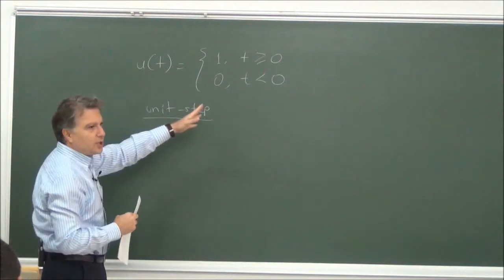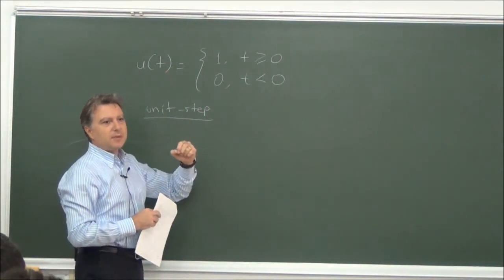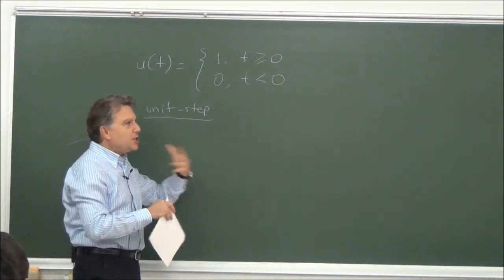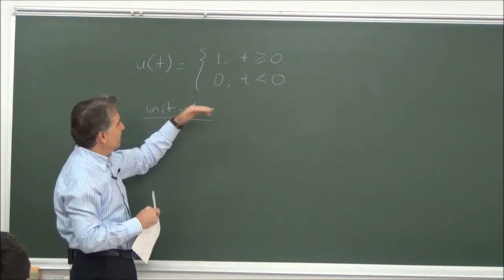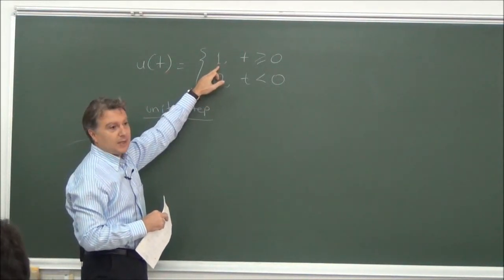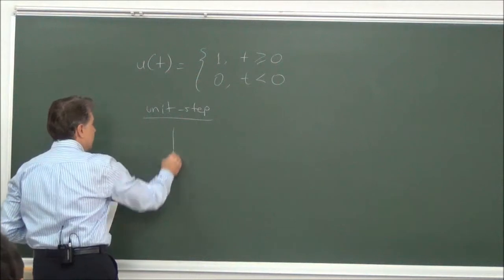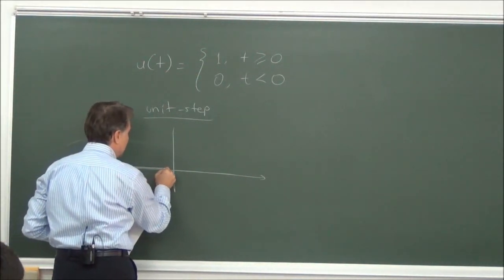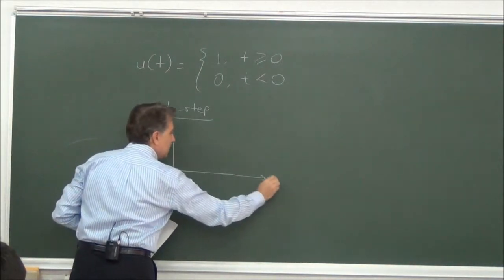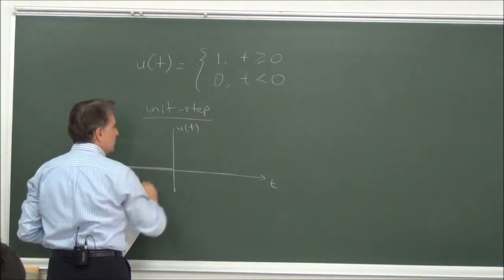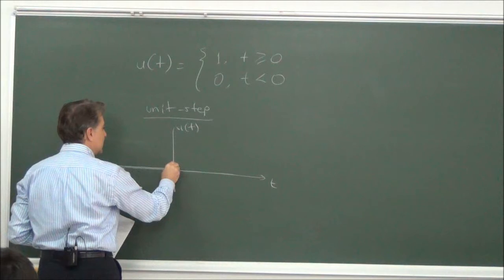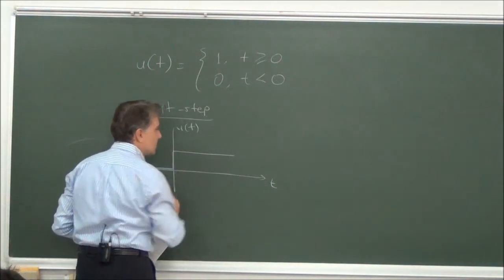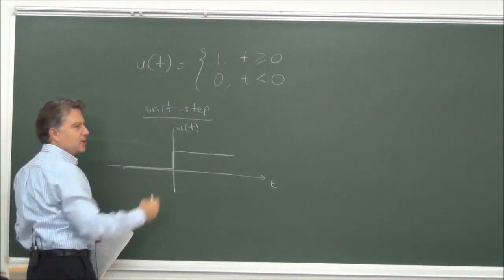It's a step function, and the name unit comes from the fact that its level value is unity. It's 1. So if you try to draw it, quite simply, it's all zeros until the time axis reaches 0, and then at 0 it suddenly becomes 1, and it goes on like this. It's a step function.